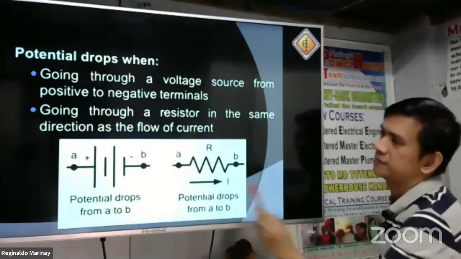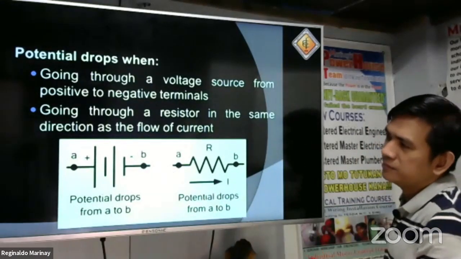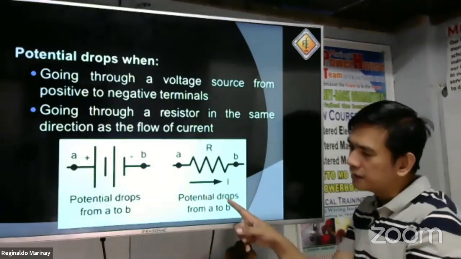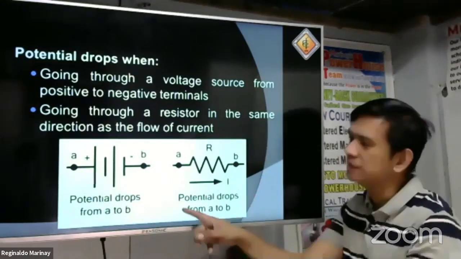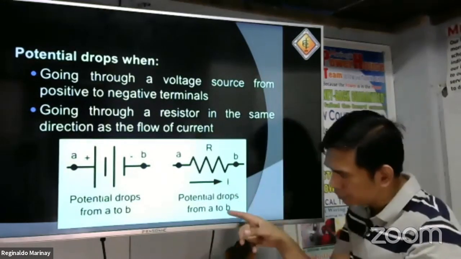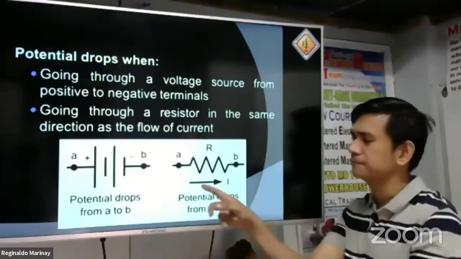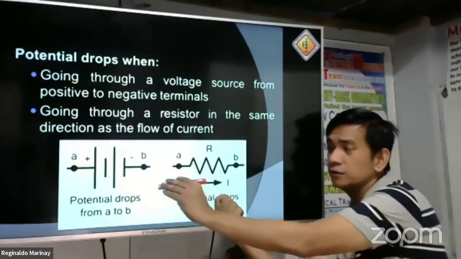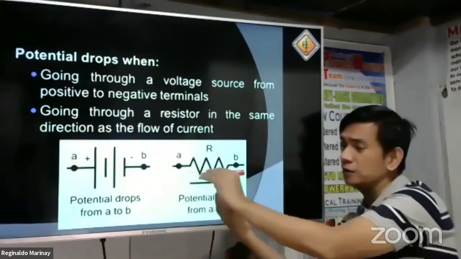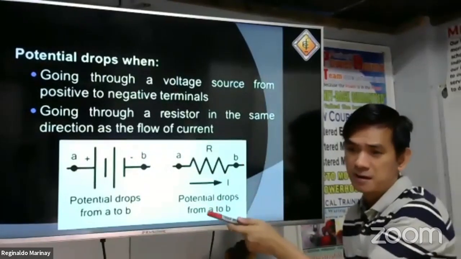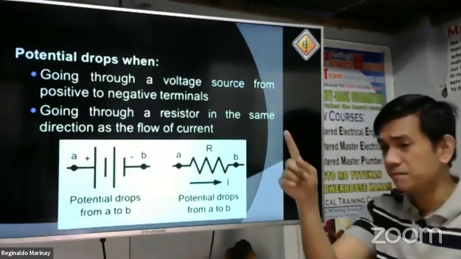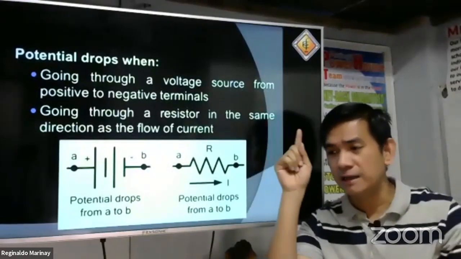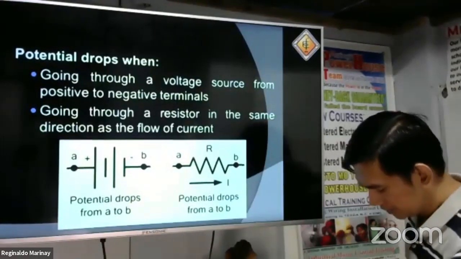What about here? Going through a resistor in the same direction as the flow of current. So there is a circuit tracing here, the assumed circulating current, that is assumed to be clockwise, that is going to the right, and this is also going to the right. They have the same direction, so therefore it is a potential drop. If it is positive, that is potential rise. If it is negative, that is a potential drop. Okay?